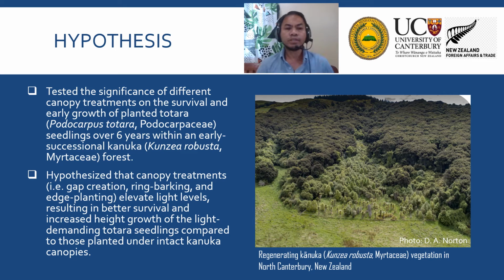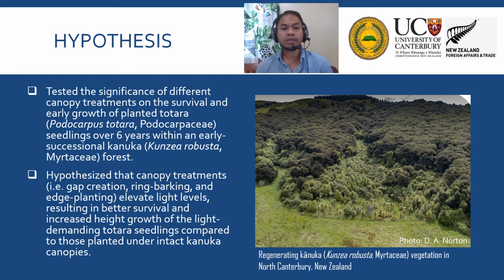Hence, we tested the significance of different canopy treatments on the survival and early growth of planted totara, or Podocarpus totara, seedlings over 6 years within an early successional kanuka, or Kunzea robusta, forest. Kanuka is a common early successional tree in many parts of New Zealand that establishes into abandoned farmland, forming dense patches of 5 to 10 meters tall canopies that can live for more than 100 years.